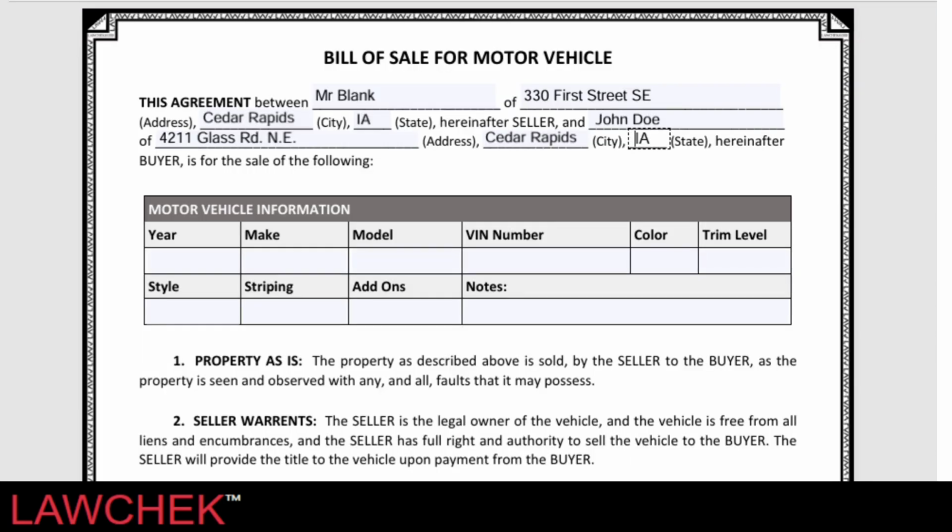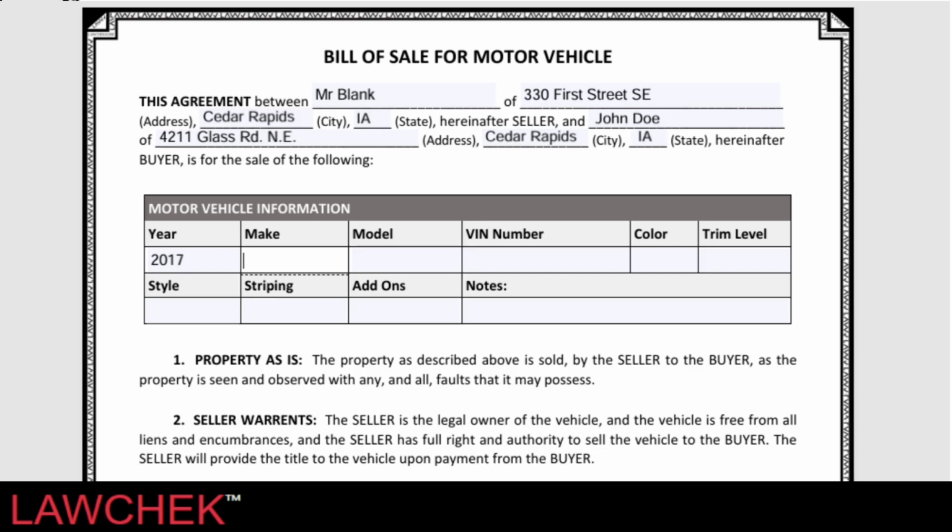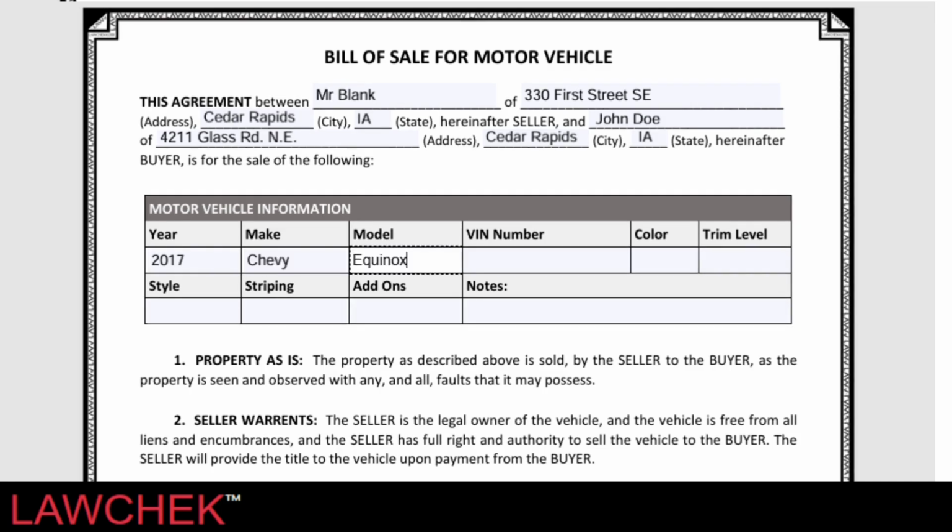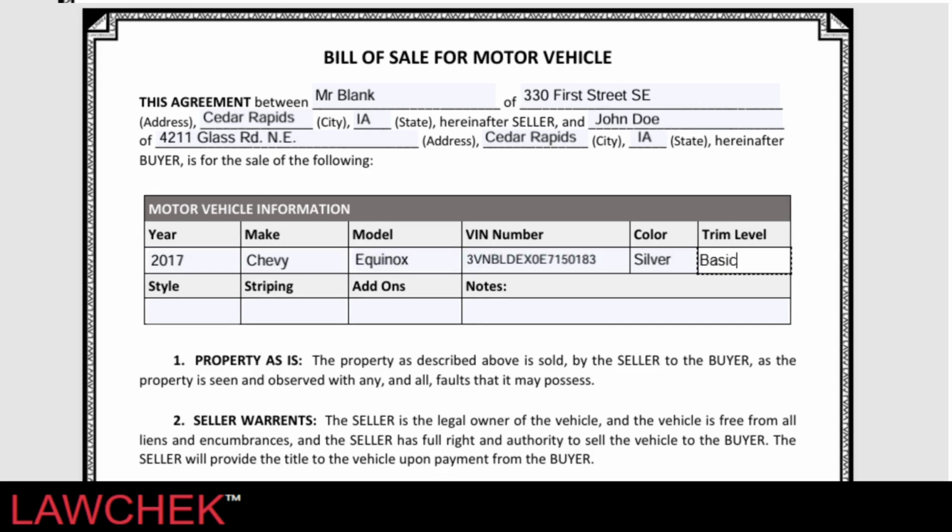Now we're going to take a look at the motor vehicle information. This is somewhat specific so we can describe the property in detail of what is actually being taken place. This motor vehicle, we're going to use for a sample, a 2017 Chevy, which is the make, the actual manufacturer, the model, an Equinox, and then the VIN number. Here we're going to put in a VIN number, and it'll be what you find on your actual vehicle that you're selling. The color is silver.